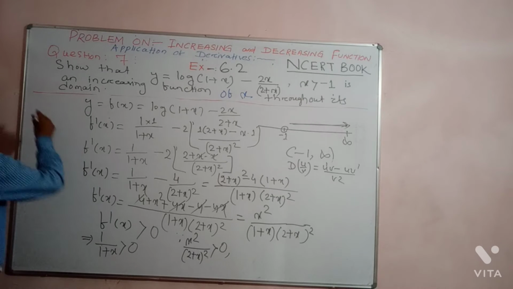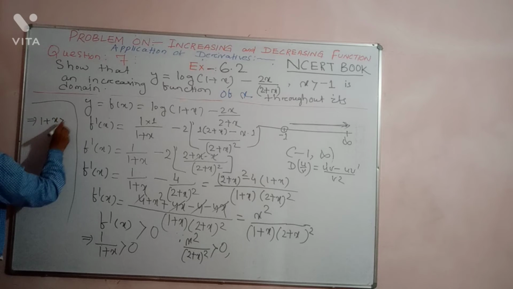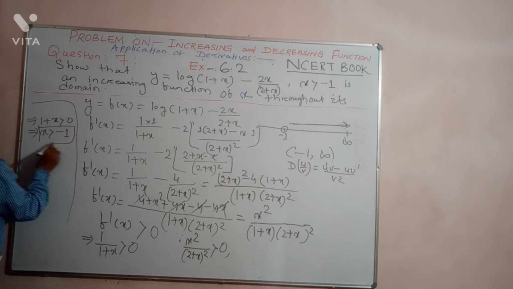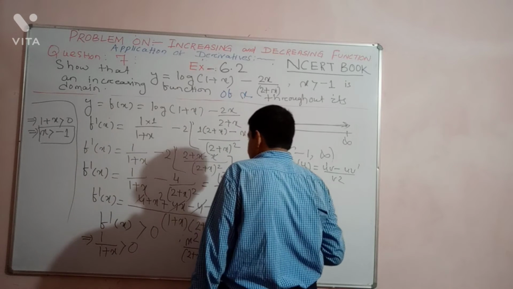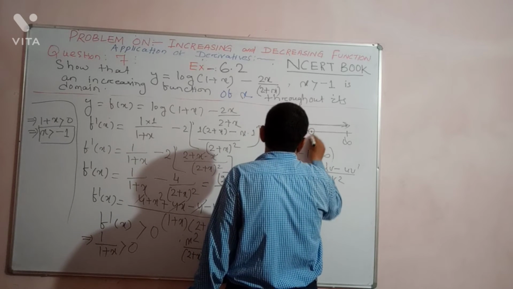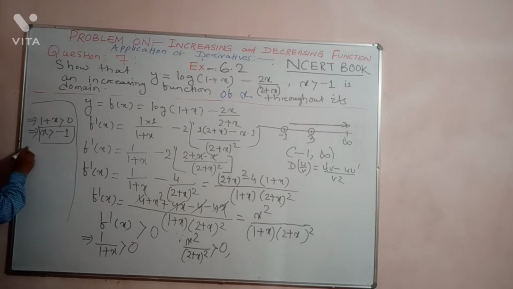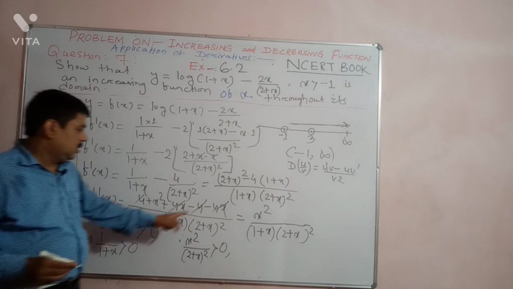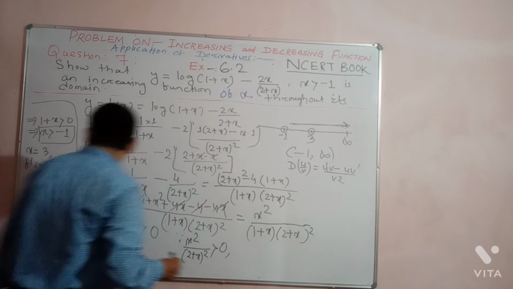Understand or not? Yes or no? That implies 1 plus x is greater than 0, and that implies x is greater than minus 1. Okay, so let us take a value. Suppose any real number you take, suppose x is equal to 3. If x is equal to 3 you are taking, let us check. Understand or not? Now f dash x, look here, x square, this value will be positive, this value will be positive, and this value is positive, so greater than 0.